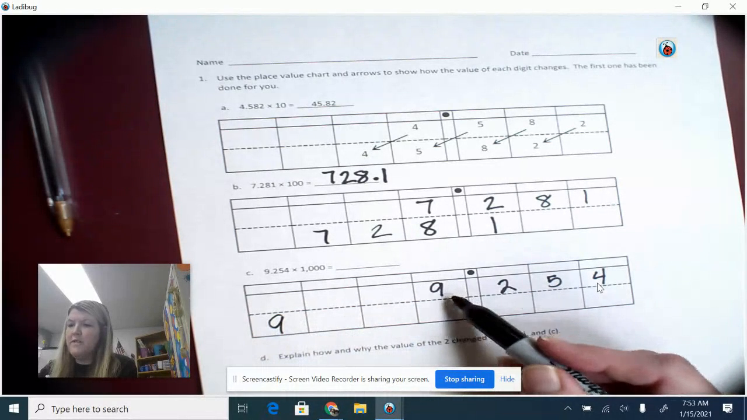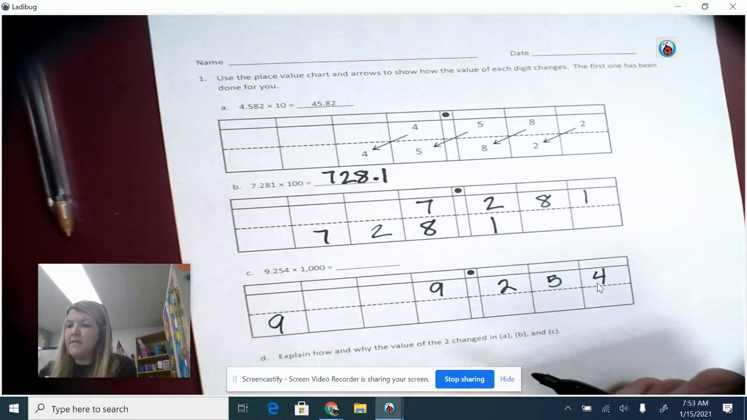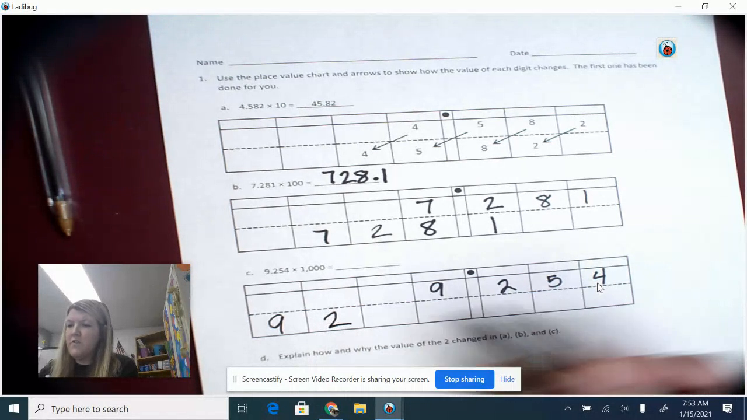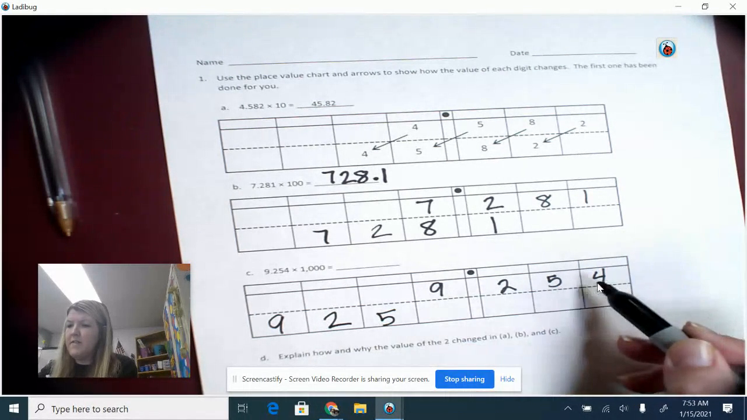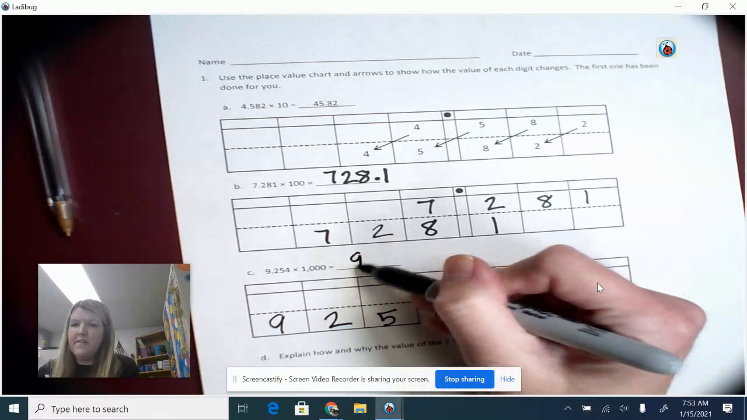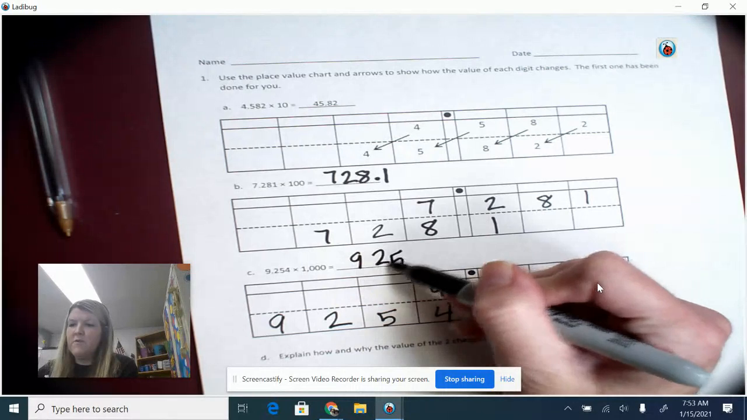So the 9 ones is now in the thousandths place. And then everything else follows behind it. So I move the 2 over, then the 5, then the 4. So I end up with 9,254.